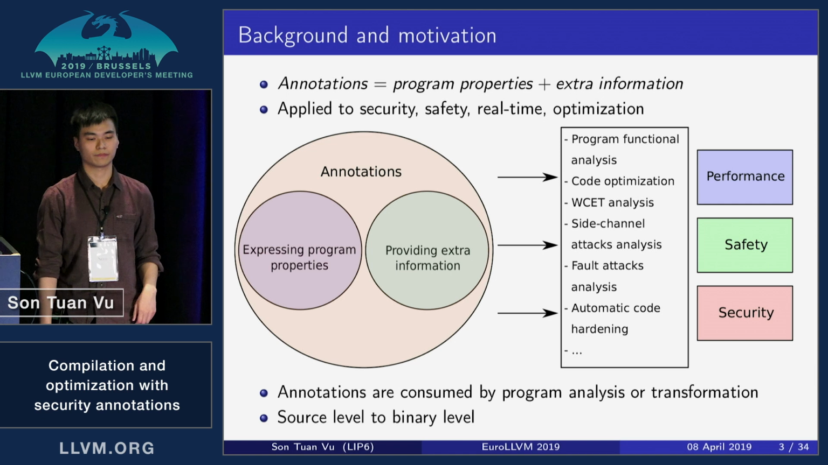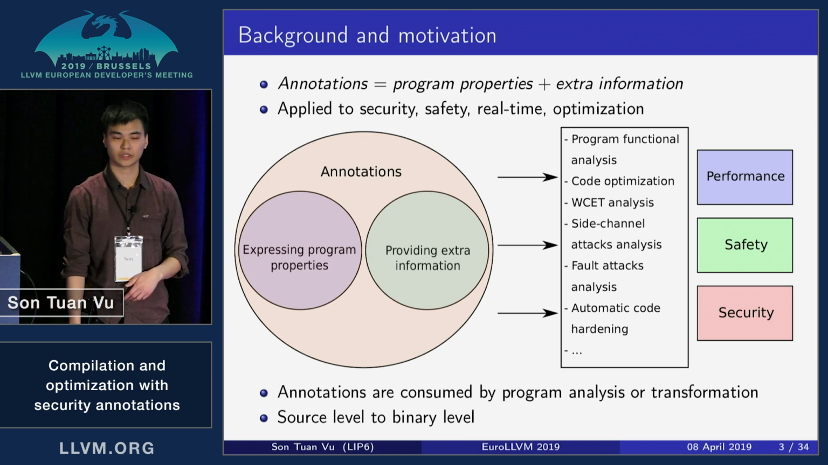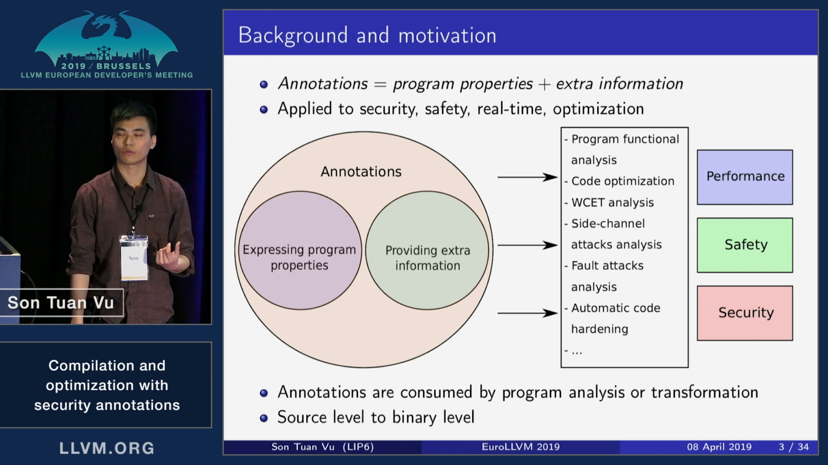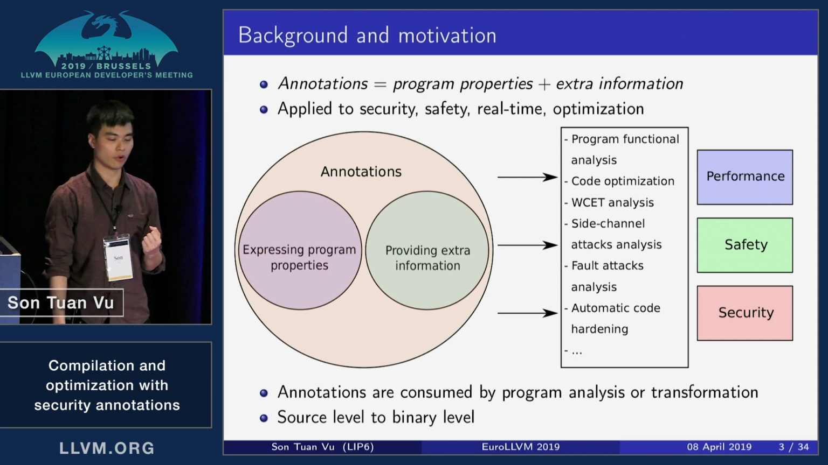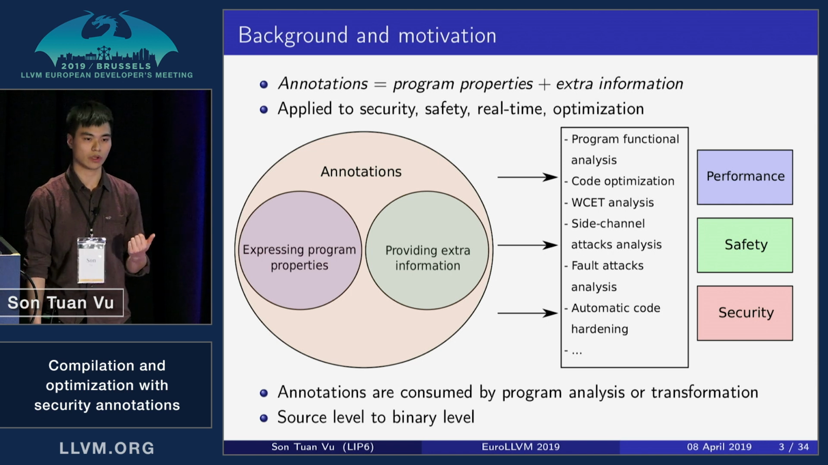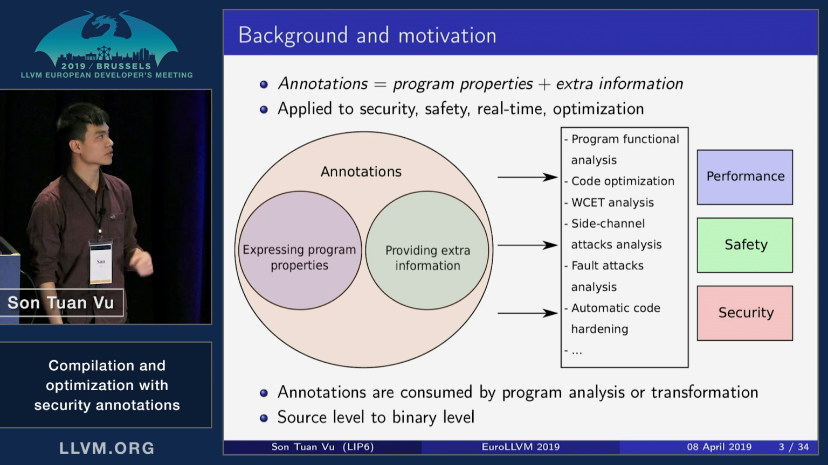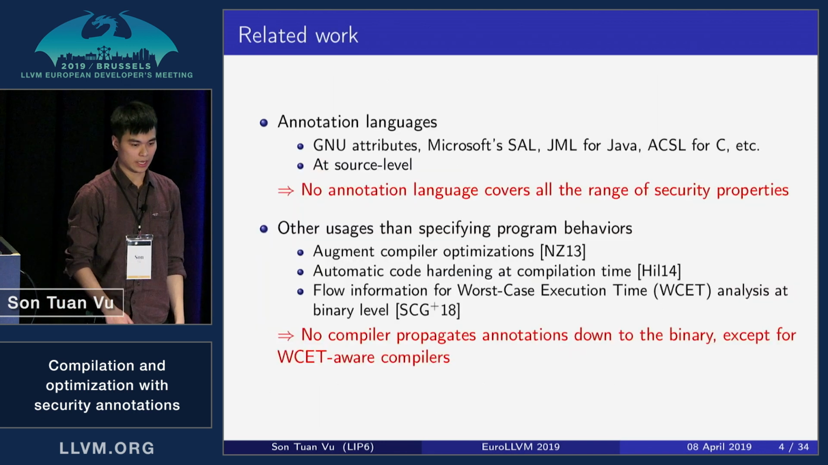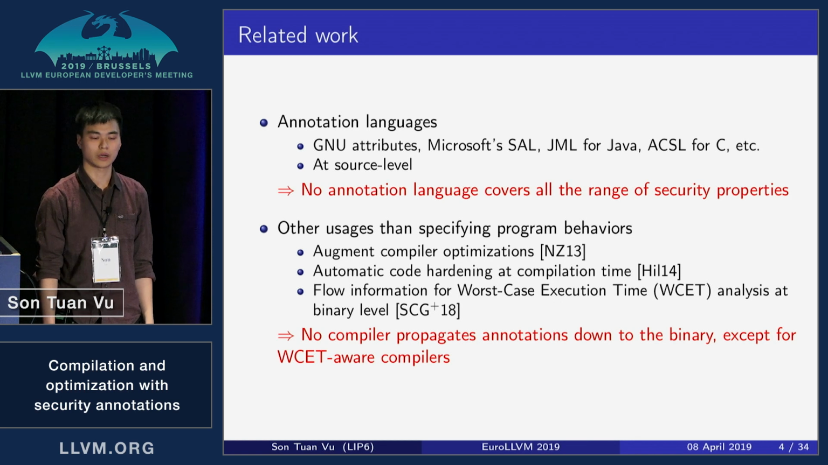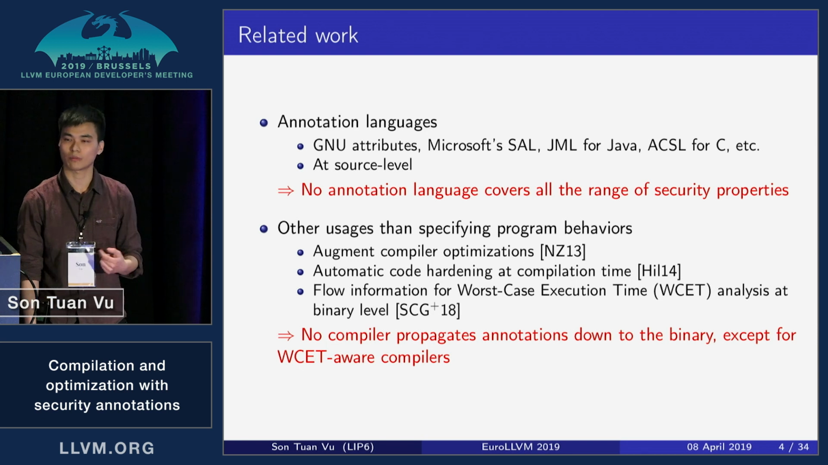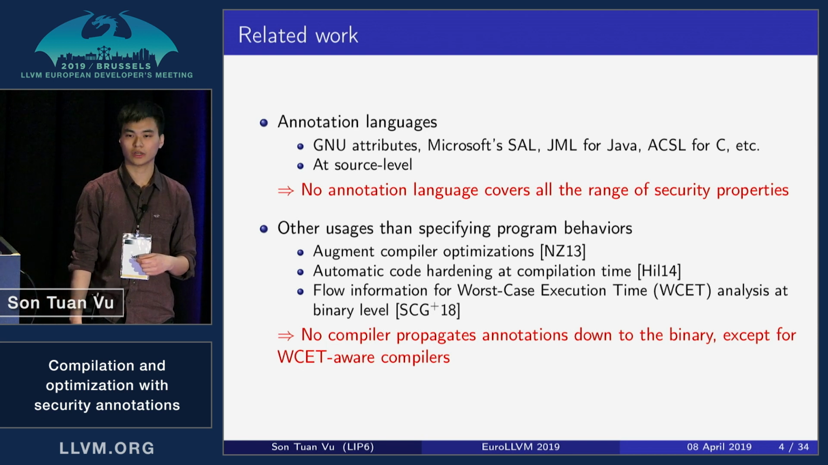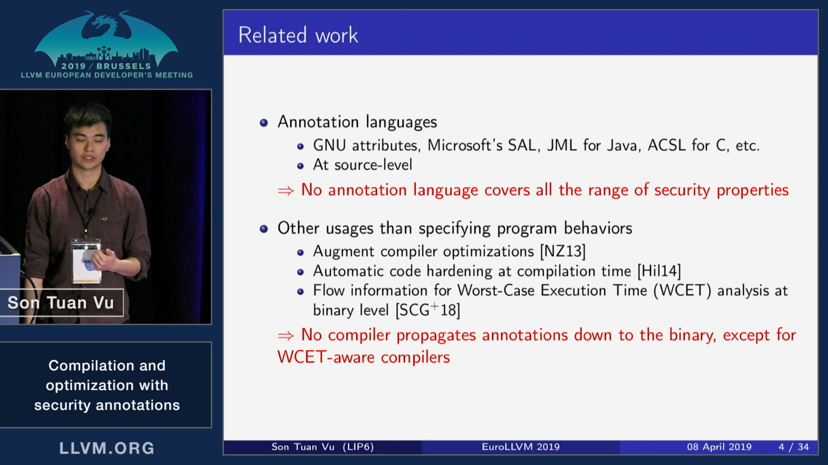Or we can have crypto algorithms that need to know which variables are secret, which ones are masked, and so on. Another point worth noting is that annotations may be required at different representation levels of a program, from the source to binary. And annotation languages have been proposed, notably at the source level, to specify program functional properties. However, there's been little effort to support non-functional properties about side channel or fault attacks, for example.